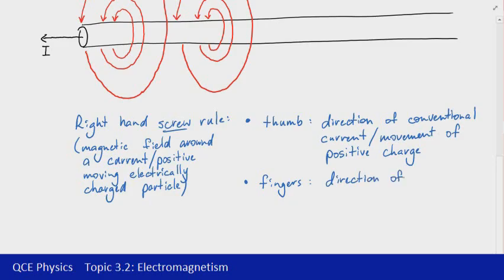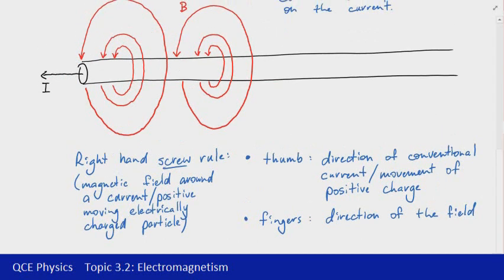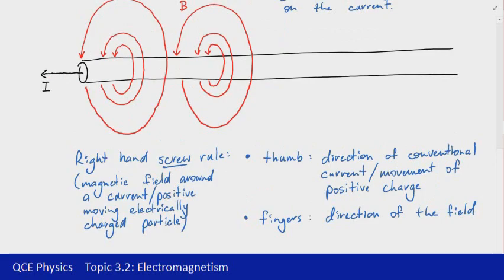The reason why this one's fairly easy to remember is that if you consider a current, there's only one current flowing and you only have one thumb. If you think about the magnetic field, we've got multiple field lines in this diagram, so your multiple fingers represent those multiple field lines. Now to make that a little bit more understandable, I'll just add a diagram here as well.